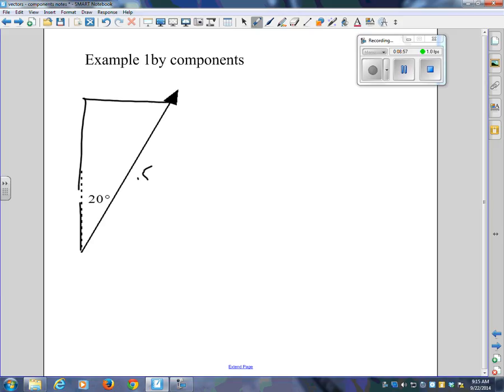Oh, you don't have the triangle, do you? Yeah, you'll have to draw the whole thing, sorry. You could do it right there, I suppose, if you want. You could.